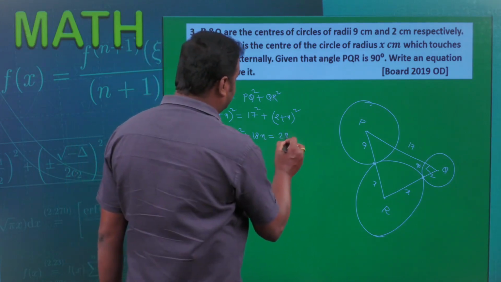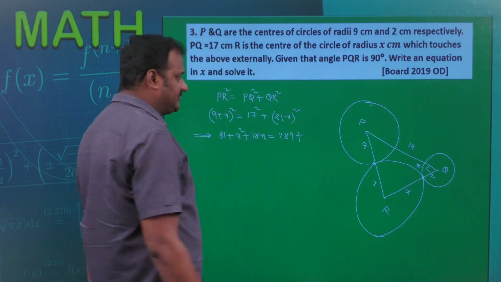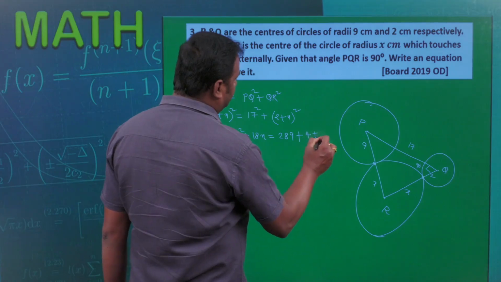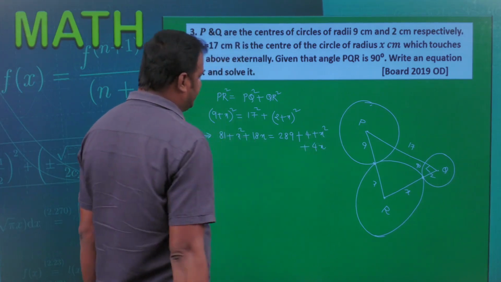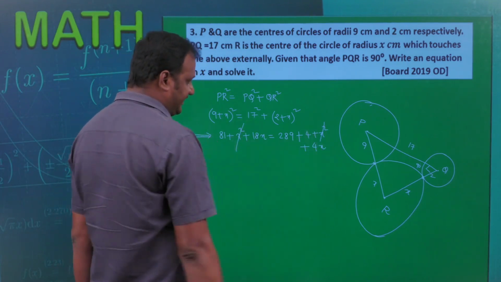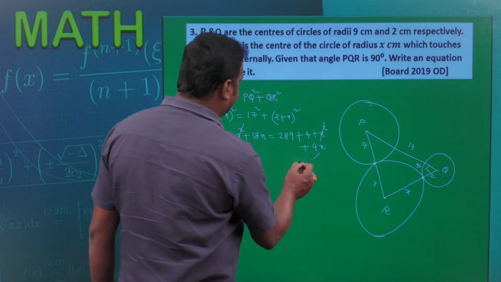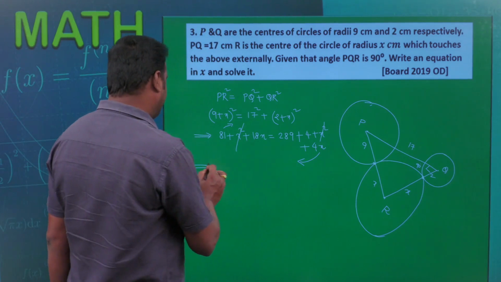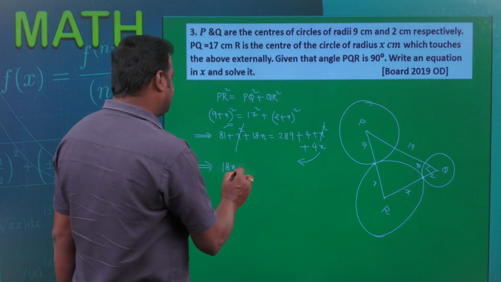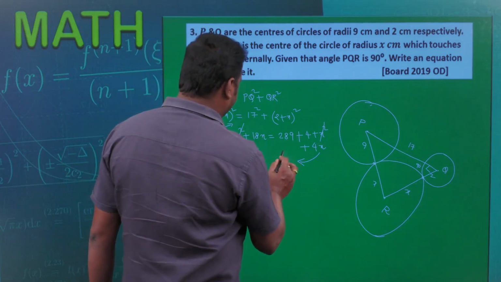17 square is equal to 289, plus (2 + x) whole square, which is again in the form of (a + b) whole square. 2 square is equal to 4, plus x square, plus 2 twos are 4x. Correct? So x square and x square get cancelled. Since you want the value of x, do one thing: transpose 4x towards the left hand side and 81 towards the right hand side. That implies 18x minus 4x is equal to 289.